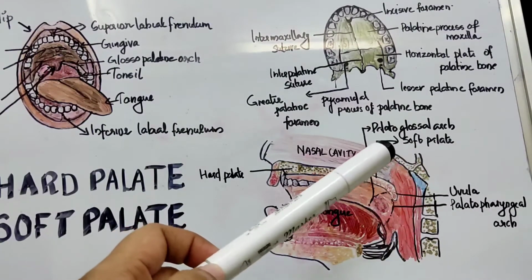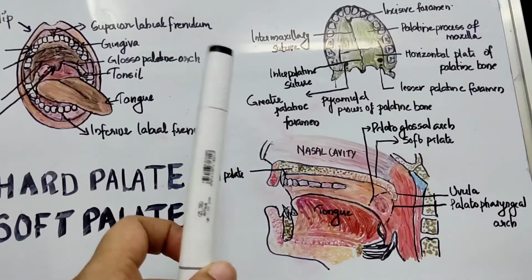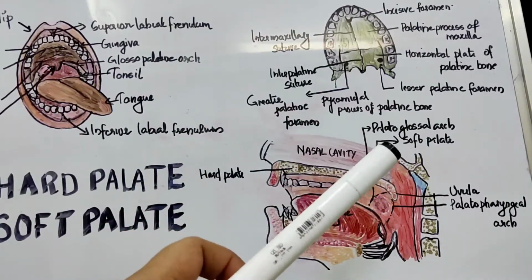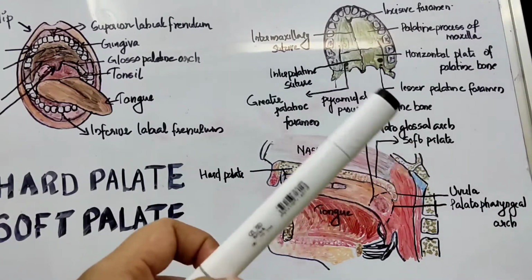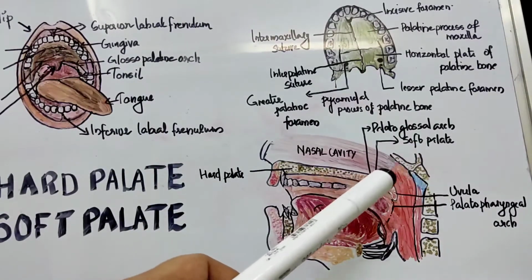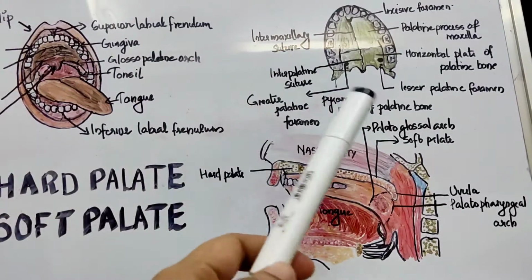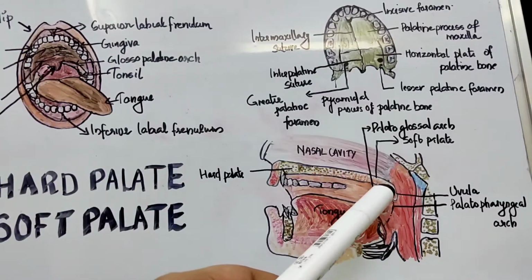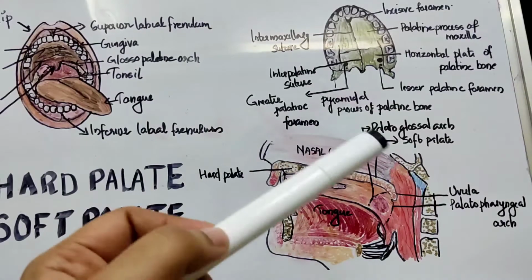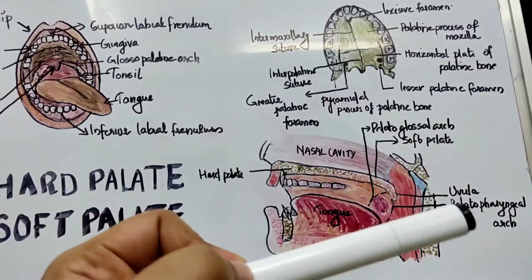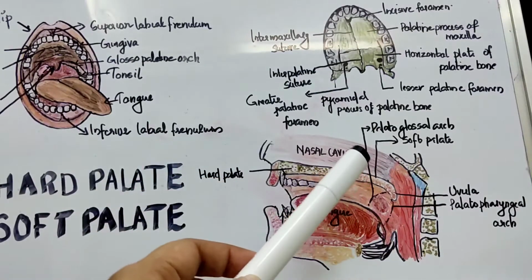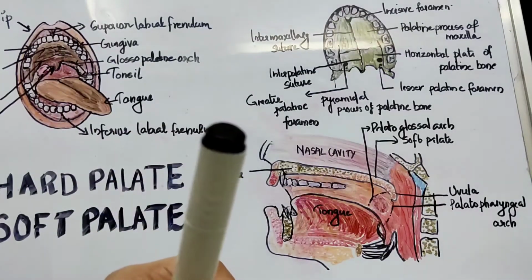Next we will discuss the sensory nerve supply. The sensory nerve supply is from the middle and posterior lesser palatine nerves, which are branches of the maxillary nerve, and also the glossopharyngeal nerve. And the special sensory or gustatory nerve supply is from the lesser palatine nerve.